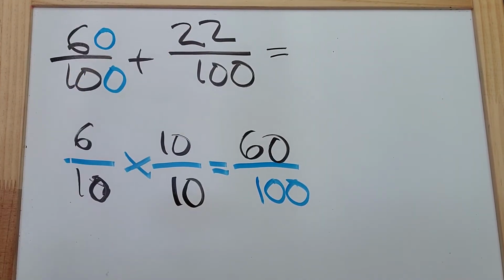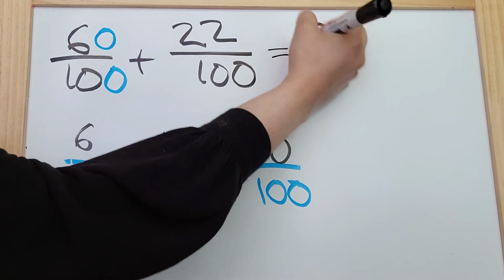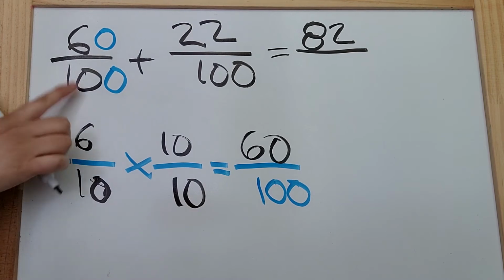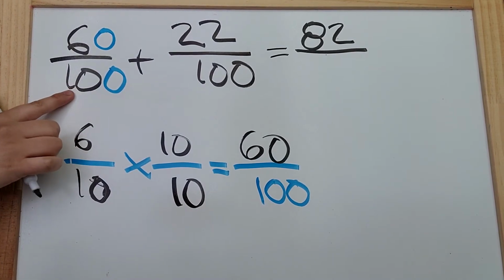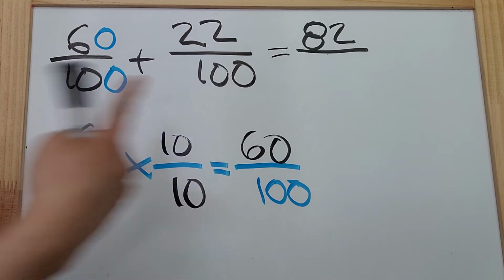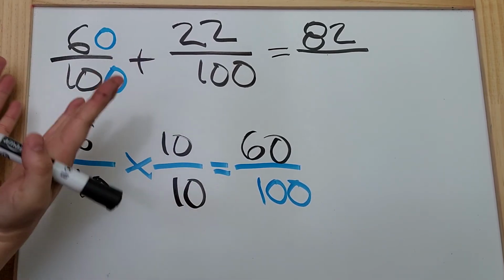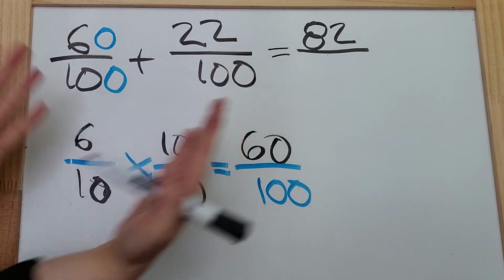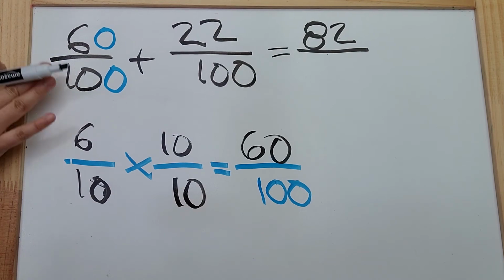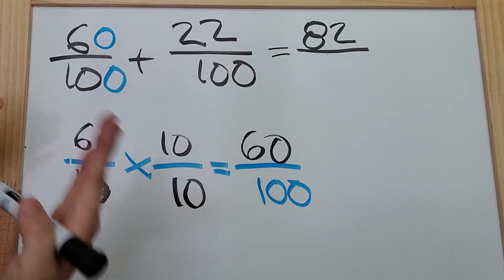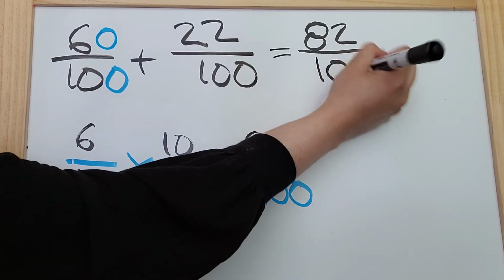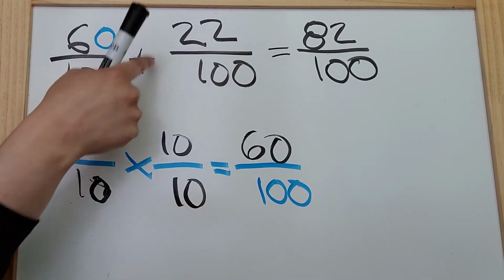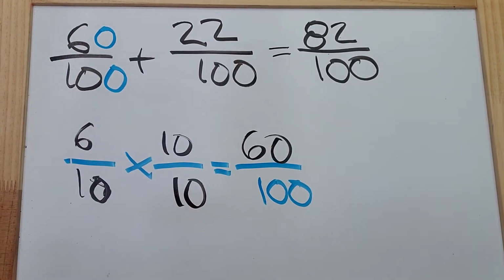60 plus 22 equals 82, and 100 and 100, we do not add that, because remember, we're not trying to change the value of the whole. We're trying to find how much a piece of that whole is when it's added to another piece of that whole. So we're not changing the whole, we're just adding the pieces in the whole. So 60 hundredths plus 22 hundredths equals 82 hundredths.